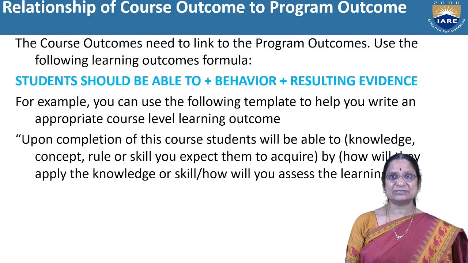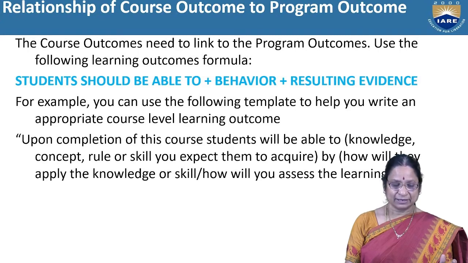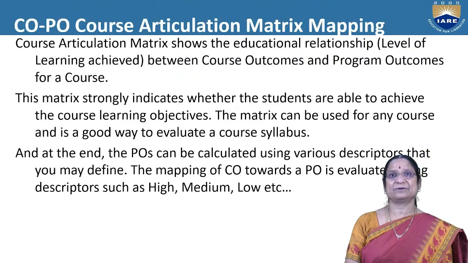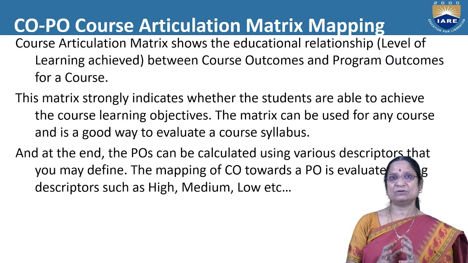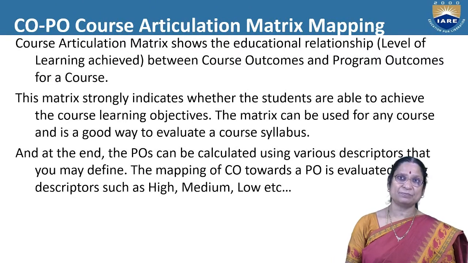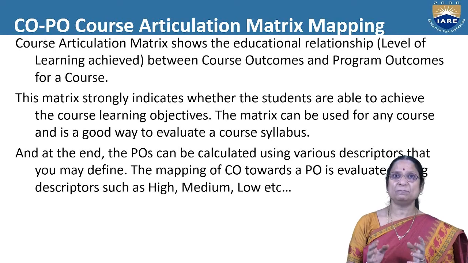On completion of this course, students will be able to demonstrate something: a knowledge, a concept, a rule, or a skill, etc. We are going to assess how they will demonstrate this knowledge and how it can be assessed; that will be represented. So these COs must be mapped with one or more POs. To do this, course articulation matrix mapping can be used.